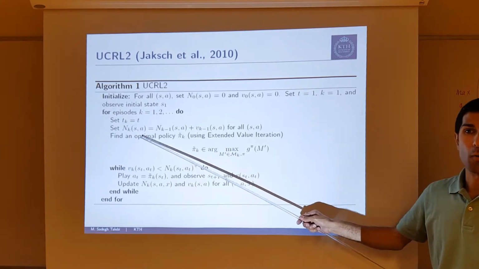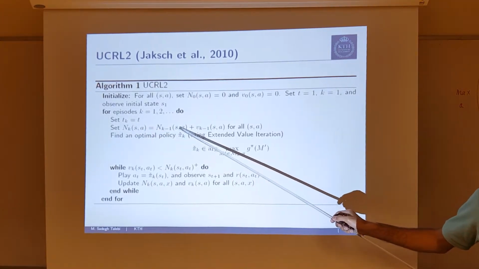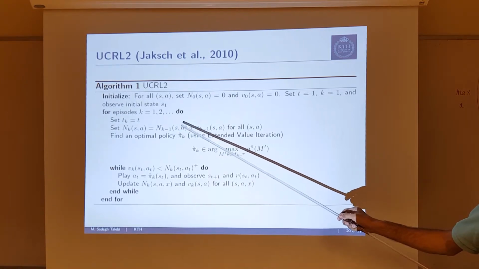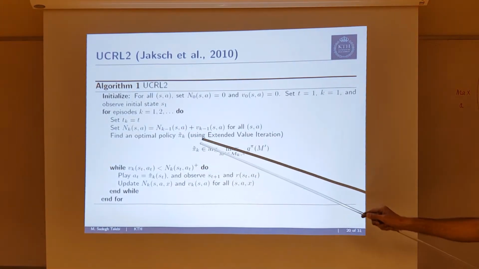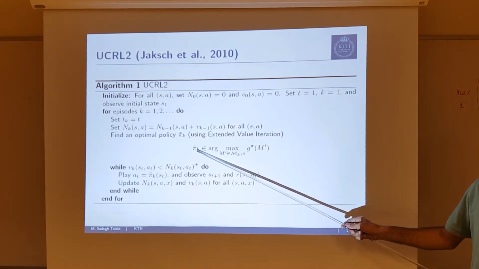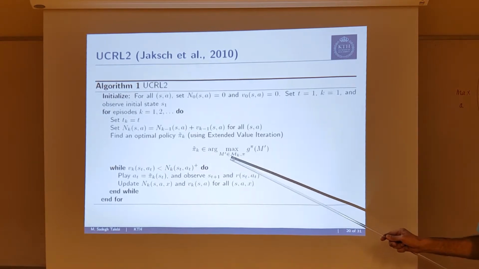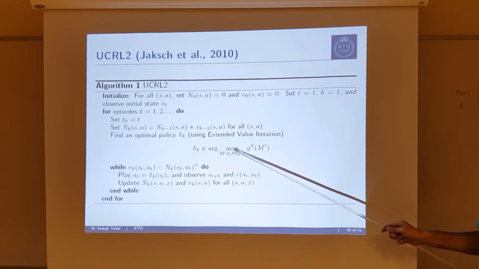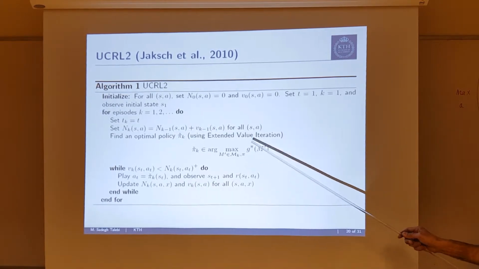You would like to define what policy should be executed during this episode, and you stick to that policy. And when the episode ends, we discuss it later. So basically, this policy P tilde K is the maximum over the gain of all possible policies and all possible MDPs within this model.